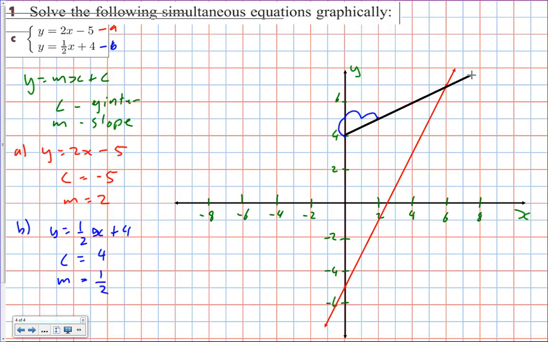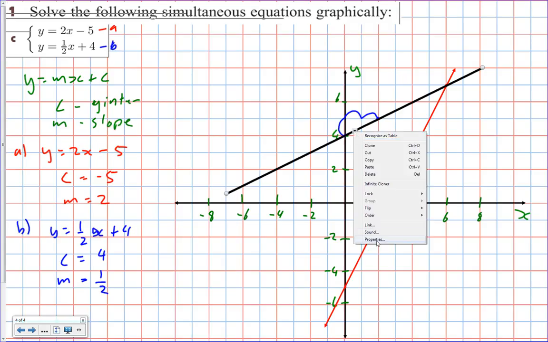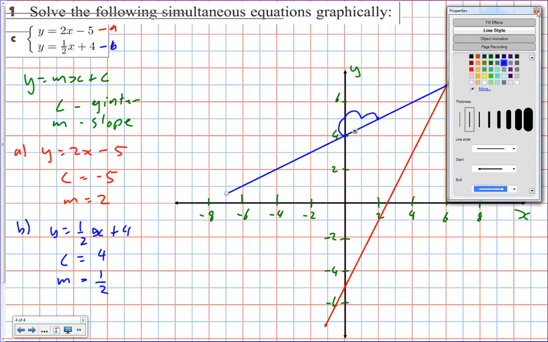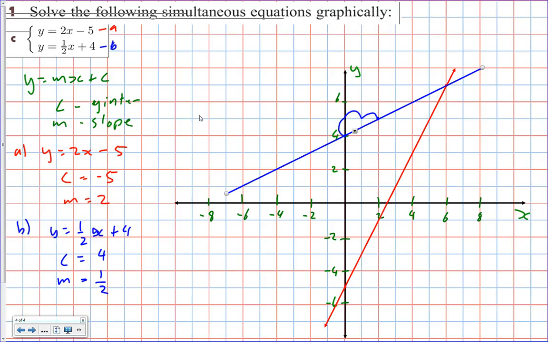Join my two dots together. My line down this way, down there somewhere. Properties again. Make it the blue. Make it a bit thinner. Arrow there. Arrow there. And I got the point there. So now I notice they cross up at this point just here. And if I read off my X value here, it is 6. Read off my Y value, it is 7. So that one there crosses at 6, 7.